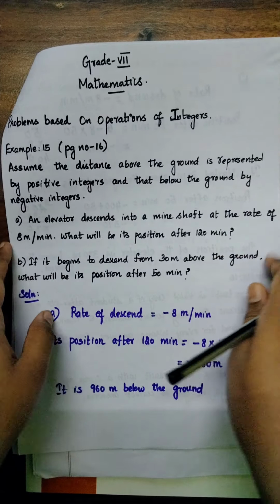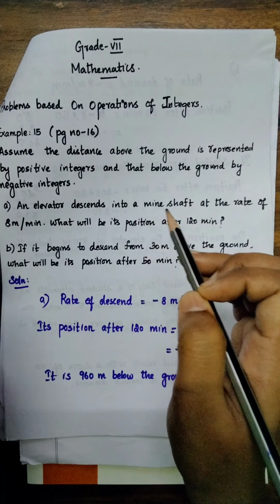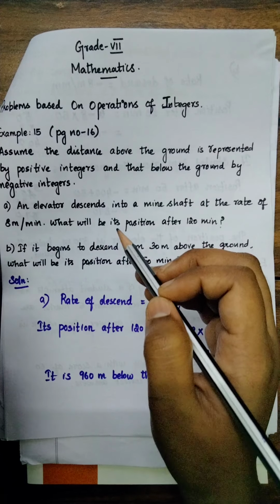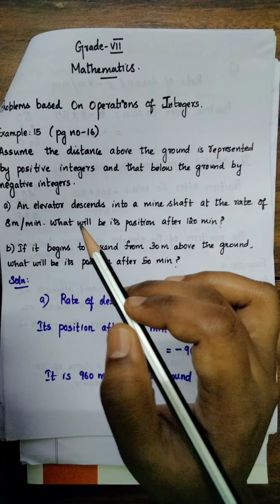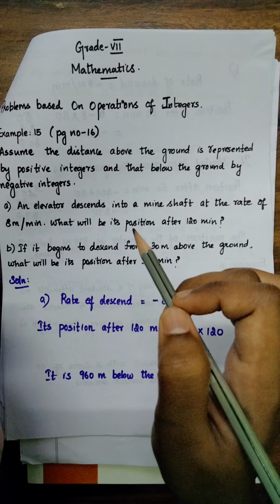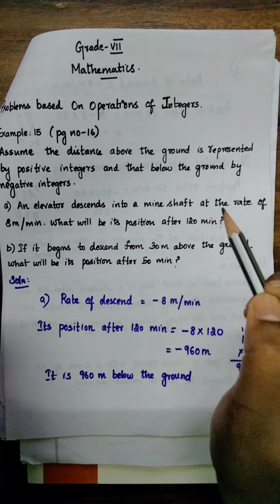So, the first question: an elevator descends into a mine shaft at a rate of 8 meter per minute. What will be its position after 120 minutes? This is the first question.